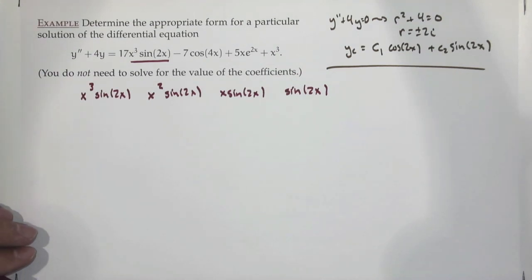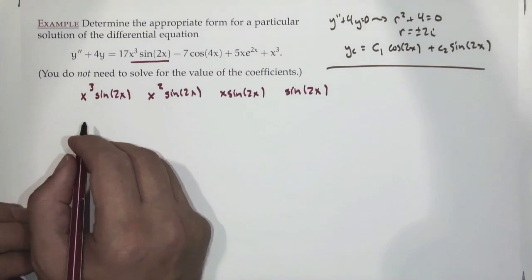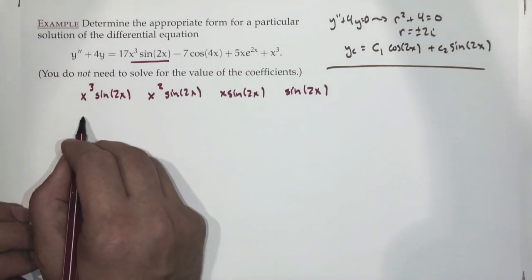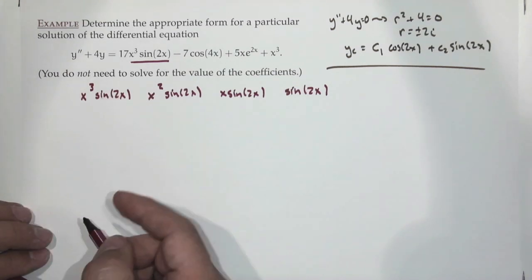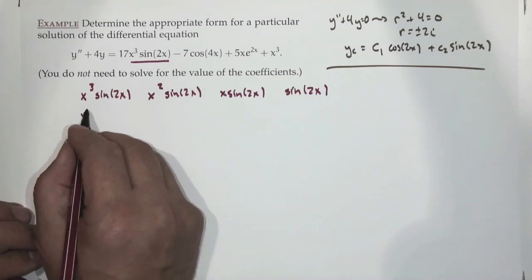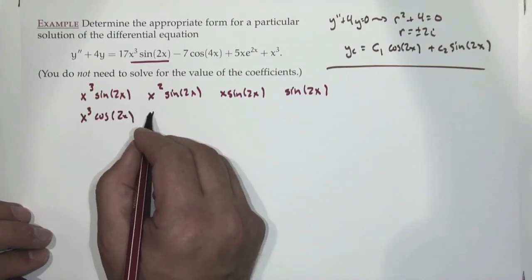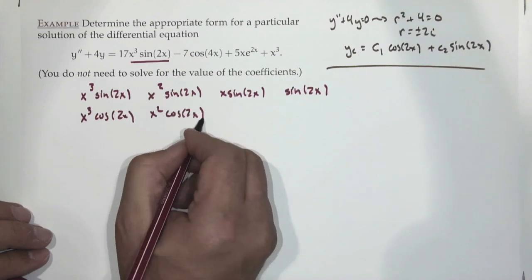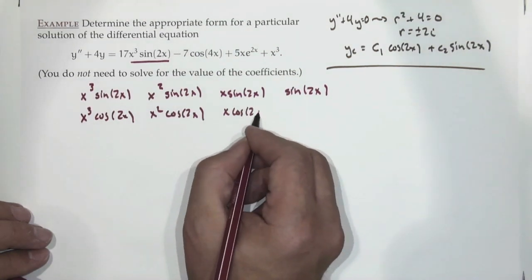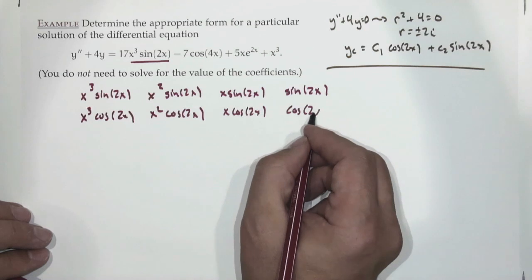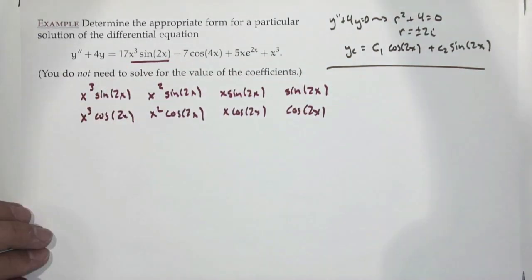I remember earlier in your class you said whenever you had sine of 2x in differential equations, you had to have a corresponding cosine as well. Is that not true here? It is true, yeah. Remember, sines and cosines have to come in pairs. So we'll write the matching set: x cubed cosine 2x, x squared cosine 2x, x cosine 2x, and cosine 2x. Now that's just that one part, and we're not done with it. We'll come back to it.